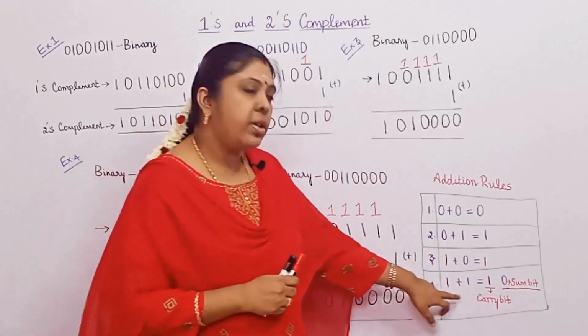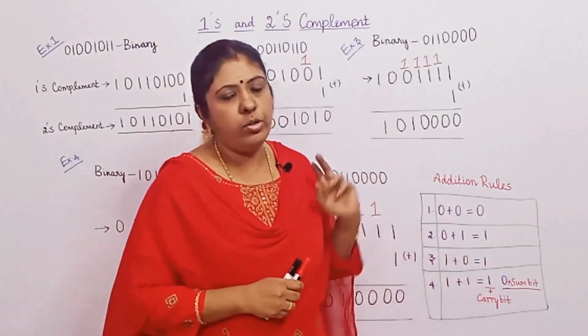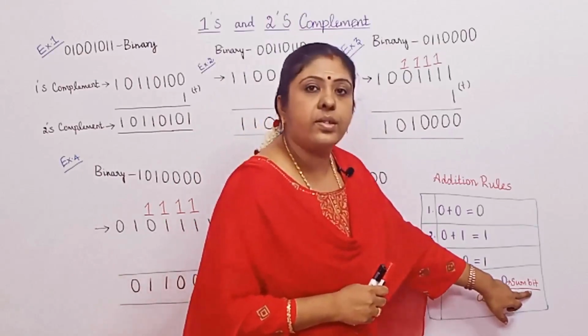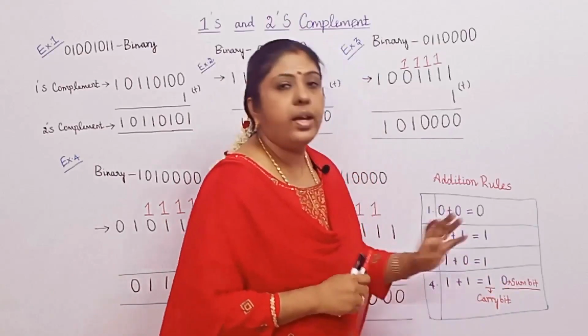In decimal, 1 plus 1 is considered as value 2. The last digit 0 is called the sum bit and this 1 is called the carry bit.